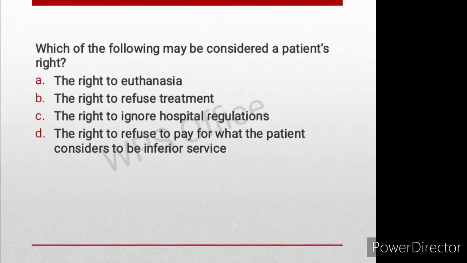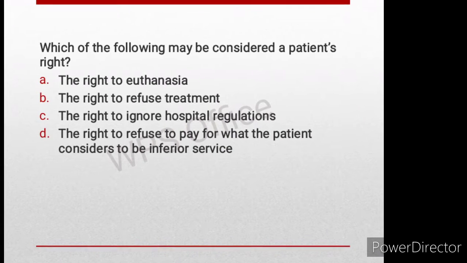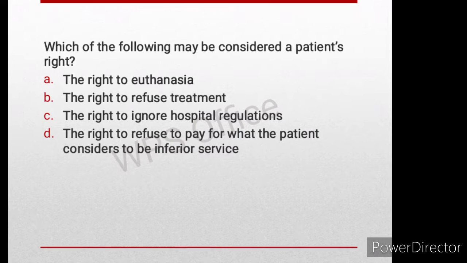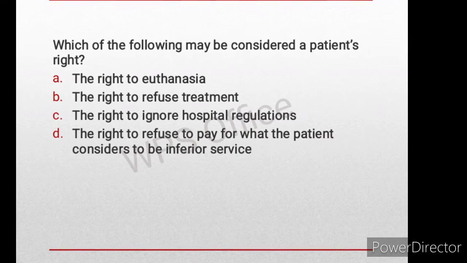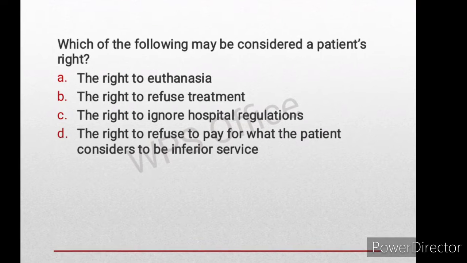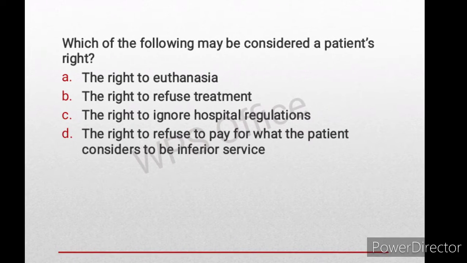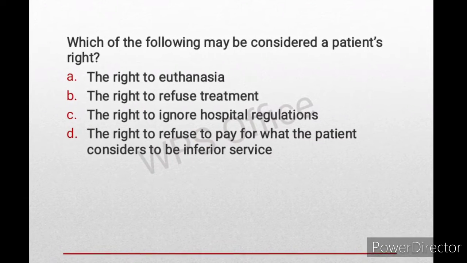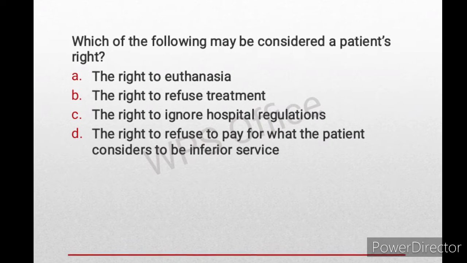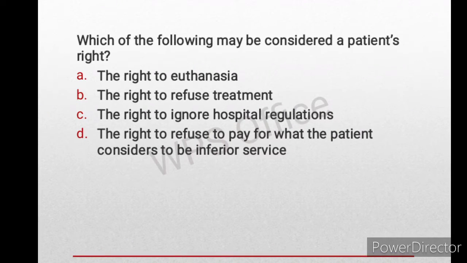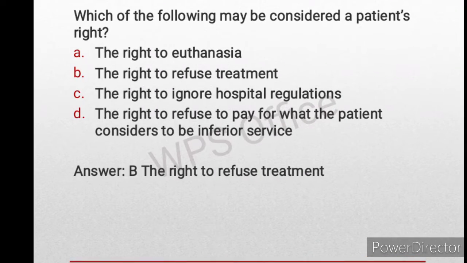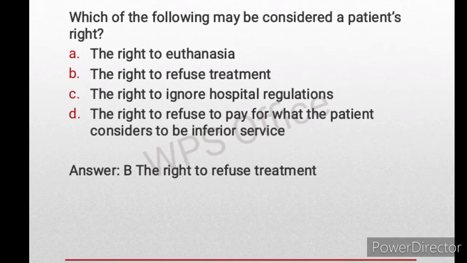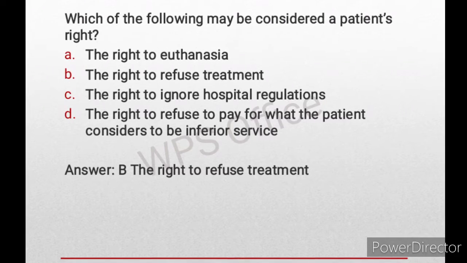Which of the following may be considered a patient's right? Option A, the right to euthanasia. Option B, the right to refuse treatment. Option C, the right to ignore hospital regulations. And option D, the right to refuse to pay for what the patient considers to be inferior service. The answer is option B, the right to refuse treatment.